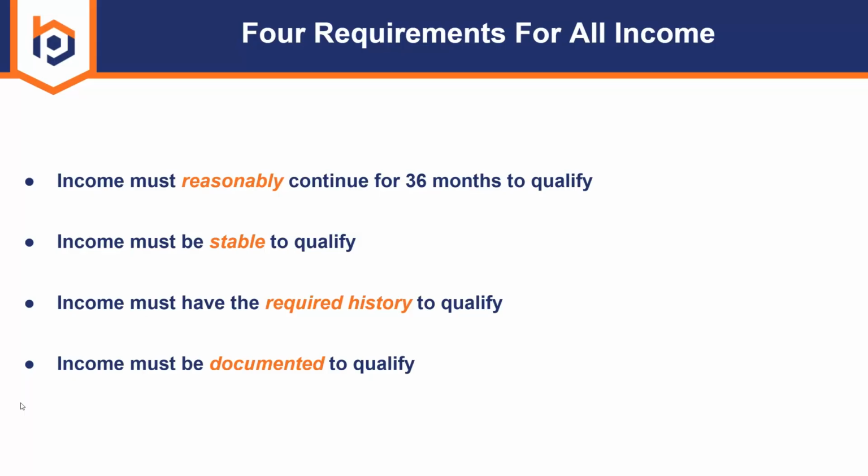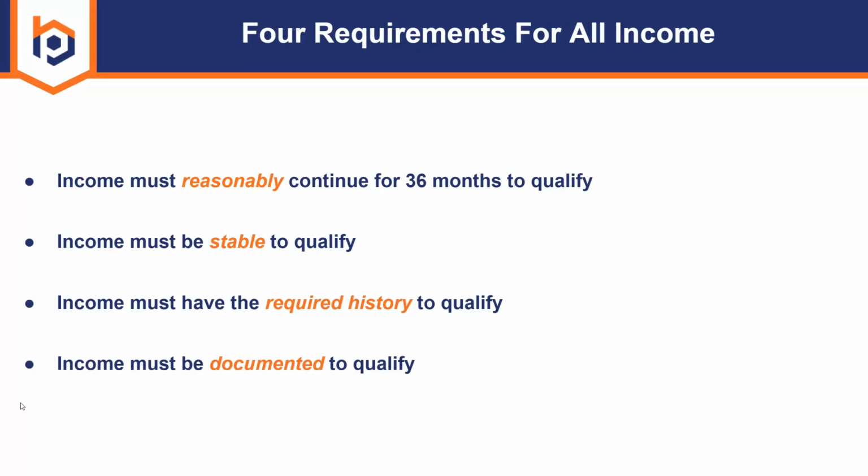The first one is that income must reasonably continue for 36 months to qualify. No agency allows an income with less than 36 months. For example, if you have child support that's going to end in 24 months, it's not usable. If a borrower is working a job and they're going to retire from it in 6 months, it is not usable income. The second requirement is income must be stable to qualify.